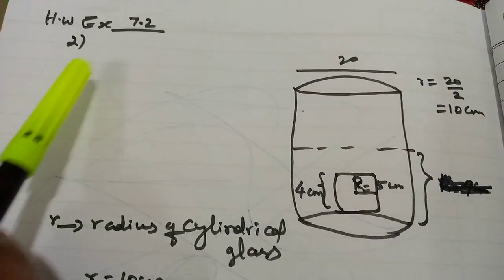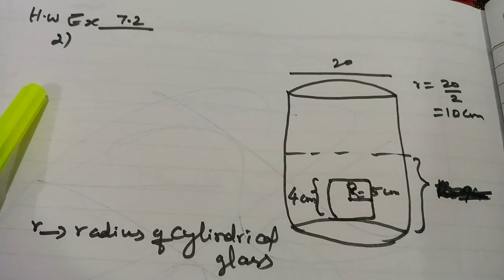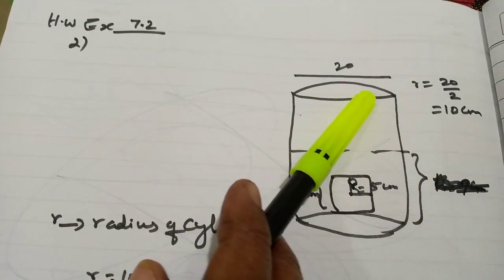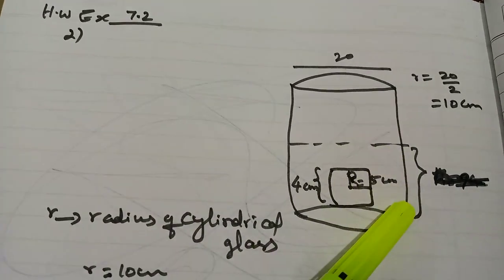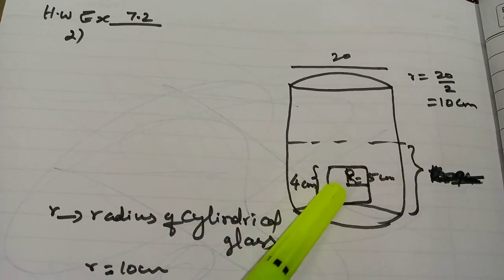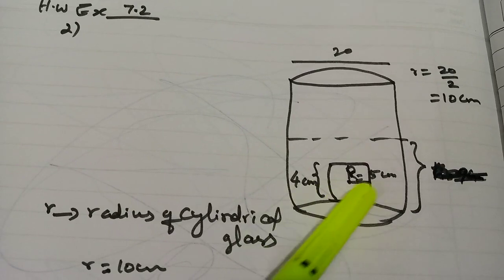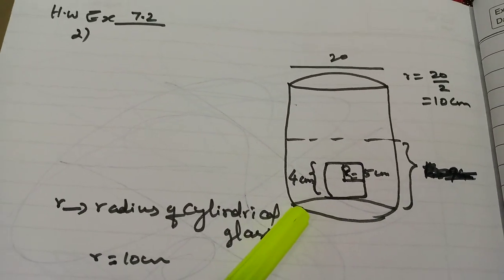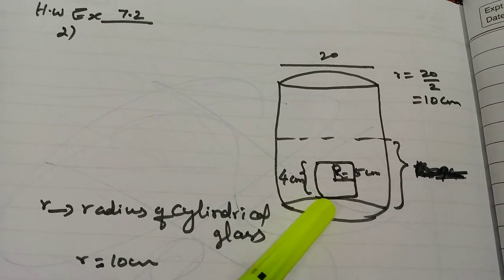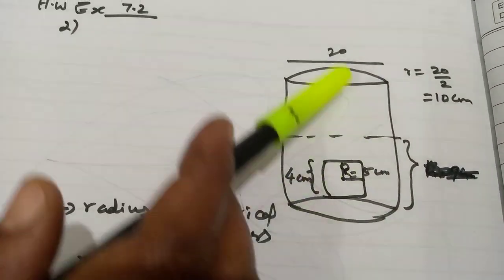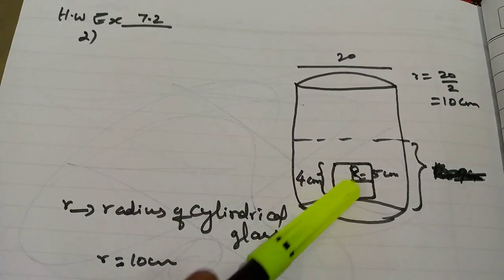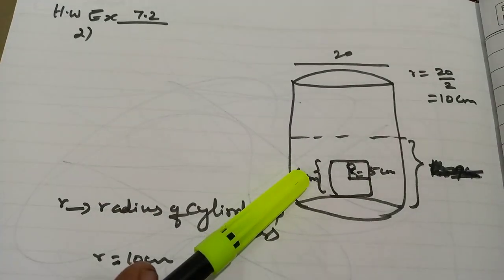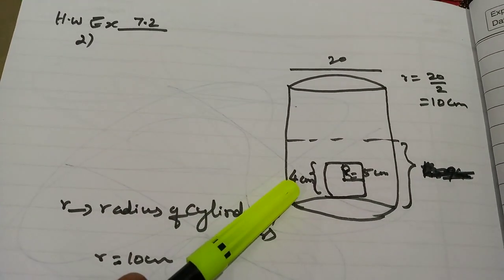There is a homework, exercise 7.2, question number 2. What is the question? There is a cylindrical glass with a diameter of 20 centimeter with some water, water of height 9 centimeter. In this water a cylindrical metal of radius 5 centimeter and height 4 centimeter is immersed completely. When we immerse the metal, the water level will increase. What is the height of the water raised in the glass? We have to find out.